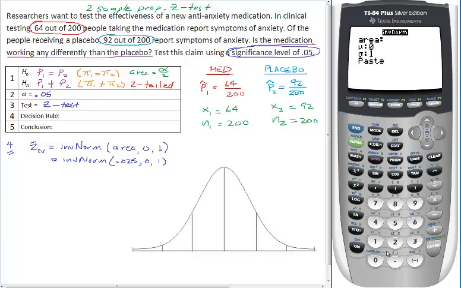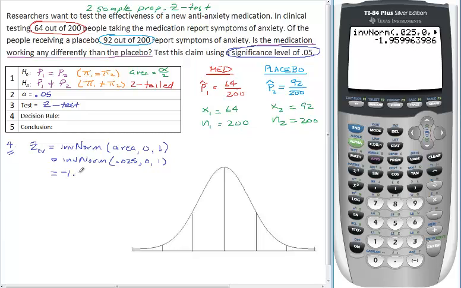It's asking us for the area, 0.025, and paste. We get -1.96. Now that's a common one. We've had that before in other problems. -1.96. Now it's two-tailed. How come we only have one critical value? Well, you don't. You have two. So right away, there's one. And the other one, of course, is positive 1.96.